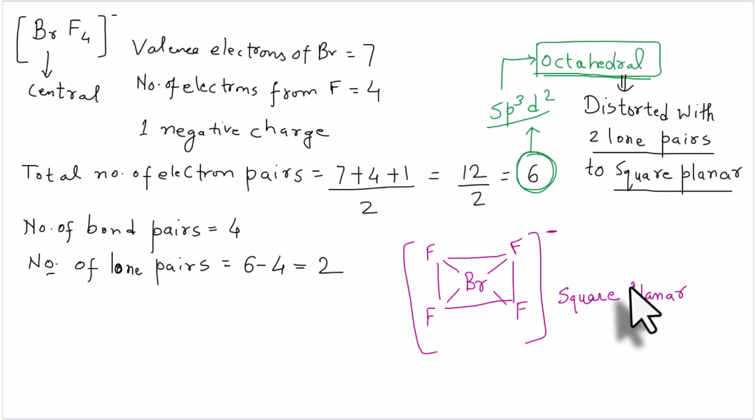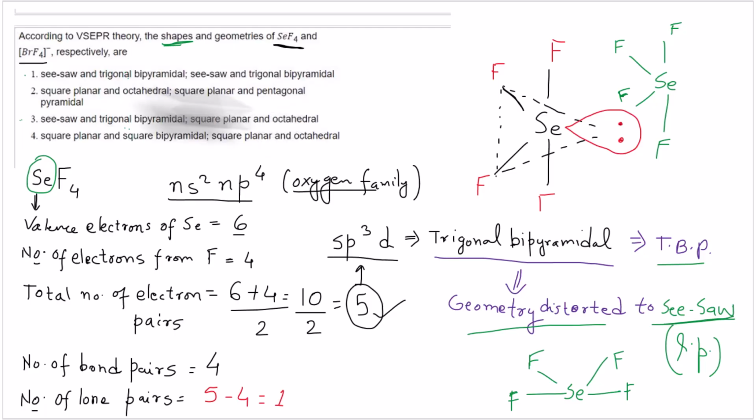Now coming back to the question. We selected 1 and 3, which satisfied the first part of the answer for SeF4. Now let us see the second part that we deduced just now. Option 1 says seesaw and trigonal bipyramidal, which is not correct for BrF4 minus that we just saw. The third option says square planar and octahedral. Yes, that satisfies our answer and explanation for BrF4 minus. So the correct option for this question is option 3.